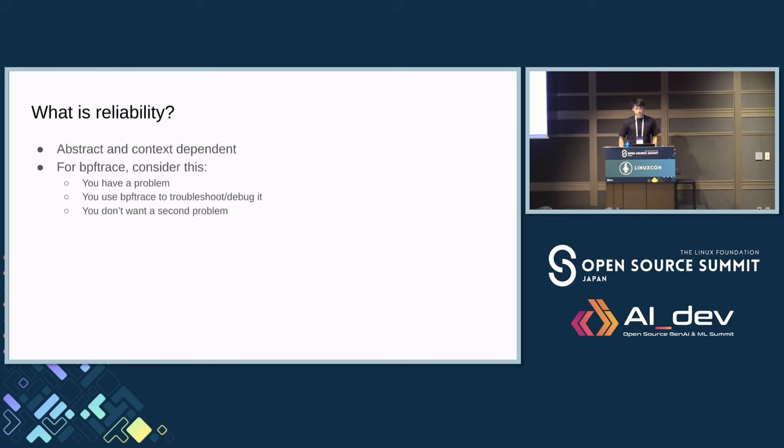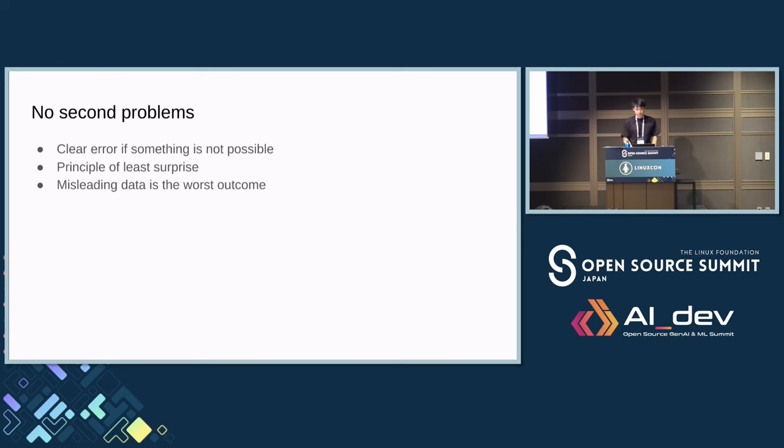So what is reliability? I think reliability is a pretty abstract and context-dependent topic, and so to spare us the philosophical discussion, maybe just consider this. Let's say you have a problem, and then you decide to use Bpftrace to troubleshoot or debug it. What you really don't want is a second problem at that point, because you already have one problem you're trying to focus on.